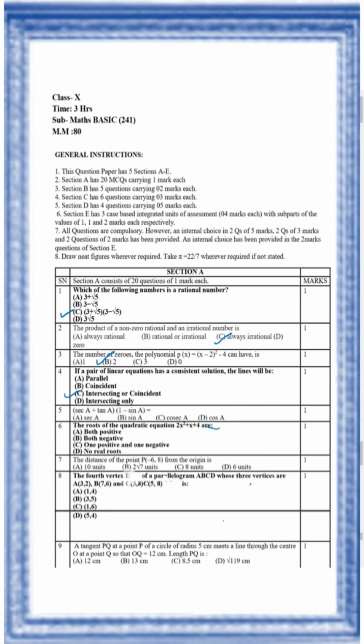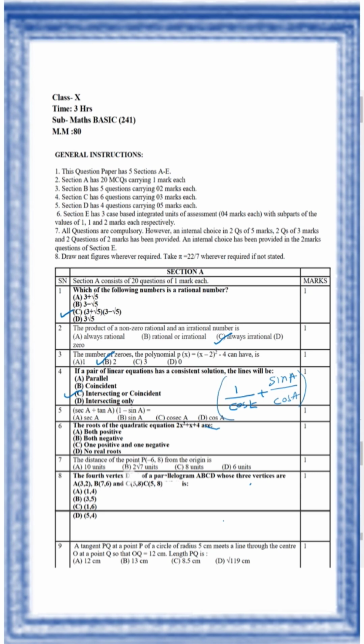Fifth question, secant A plus tan A into 1 minus sin A. Secant A is 1 by cos A, tan A is sin A by cos A, into 1 minus sin A.